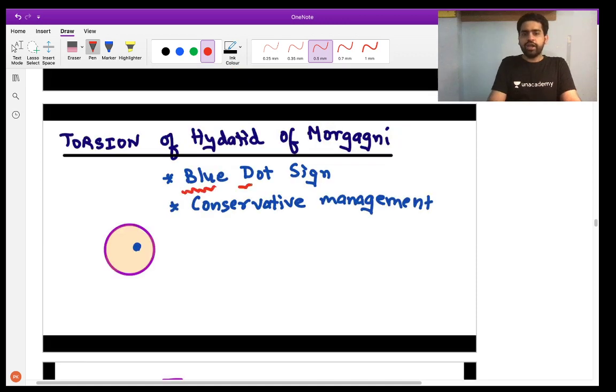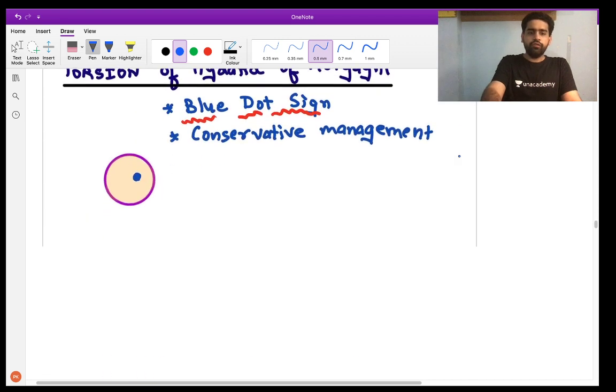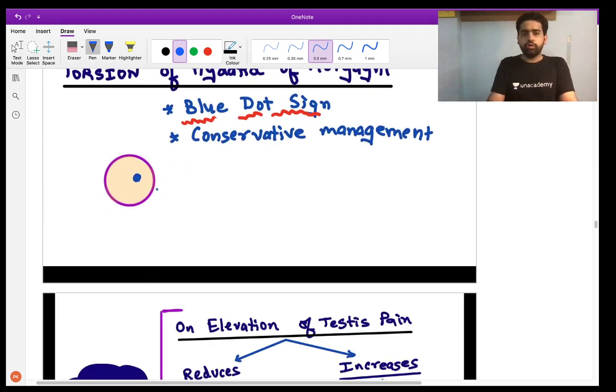In the torsion of hydatid of Morgagni, what do you get? You get a blue dot sign. So what is this blue dot sign? As I told you, because of the twisting force, it is undergoing ischemia and necrosis. So obviously it will turn out to be blue. And what is the rest of the skin? It is yellow in color. So if you just stretch the skin over the testes, what you will see? You will see a blue dot through the overlying normal skin. And that is why it is called a blue dot sign. So this is a characteristic of torsion of hydatid of Morgagni.